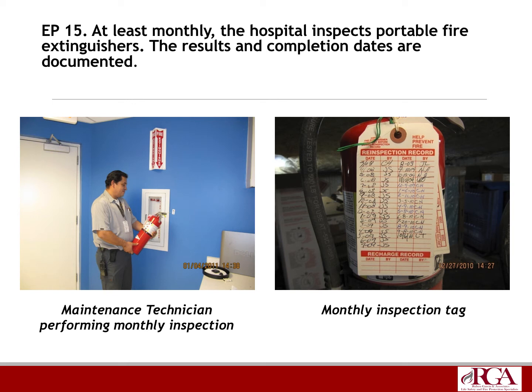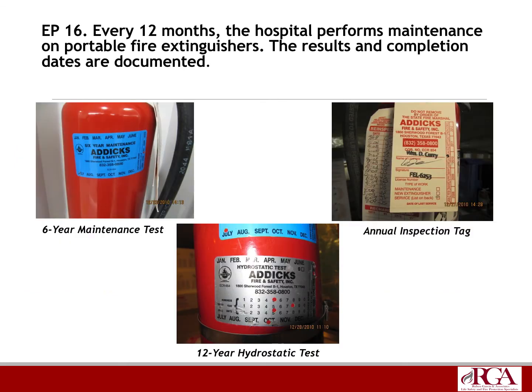So monthly, you do the visual fire extinguisher inspection, and EP16 says at least once a year the hospital performs maintenance on portable fire extinguishers. This is typically performed by a vendor or contractor, so it's a more formal inspection. Basically, they verify if it needs to have a 6-year maintenance or 12-year hydrostatic test performed.